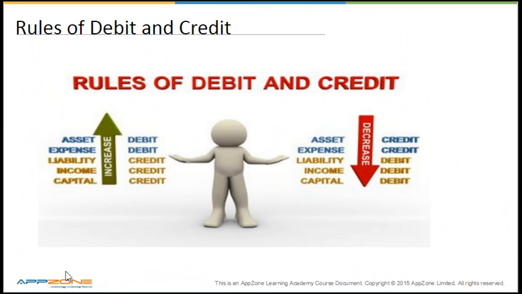Now, looking at assets, to increase an asset, you would need to debit it. To reduce an asset, you will need to credit it. The same principle applies for your expense. Should you need to increase your expense, you'll be debiting it. Should you need to reduce your expense, you'll be crediting it.